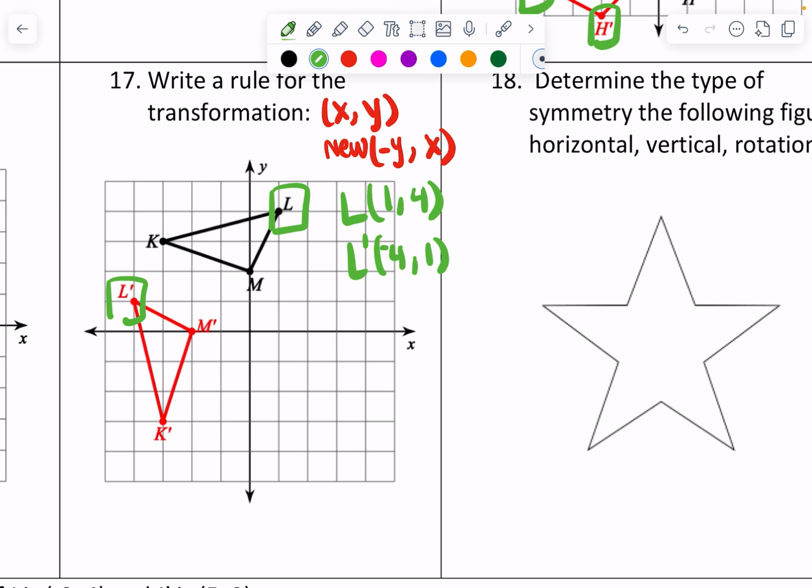So let's check it out. 1, 2, 3, 4, up 1. Perfect. So we did rotate 90 degrees. So R, little r, and that's 90 degrees about the origin.